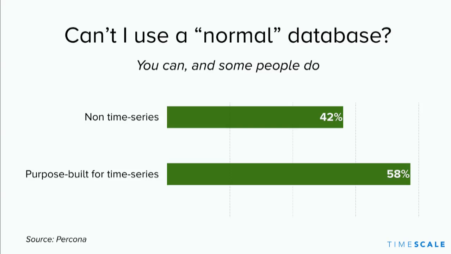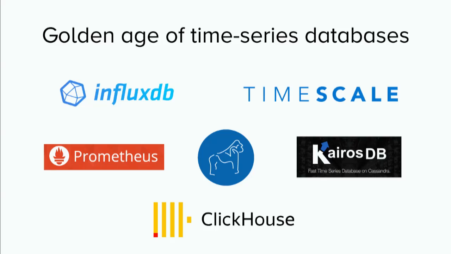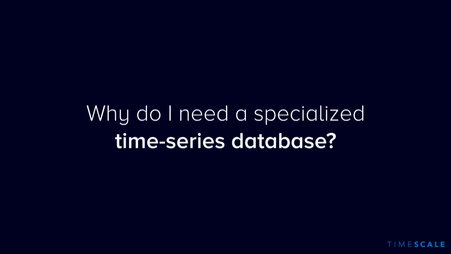This is a survey that Percona ran earlier this year with, I think, about 1,100 respondents, and about 40% of respondents were using a vanilla, non-time series database for their data. It was MySQL, Postgres, Oracle on the relational side, and on the NoSQL side it was Mongo, Cassandra, something else. But you may have noticed that we're in this golden age of time series databases, and they're trending right now. So the question is, why are they trending? What do time series databases add that normal databases did not? Why do I need a specialized time series database?